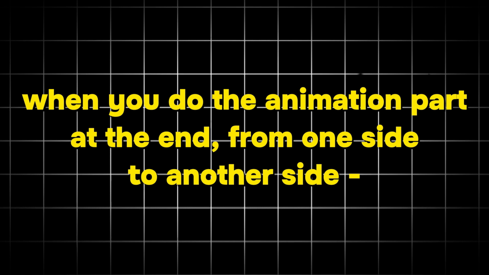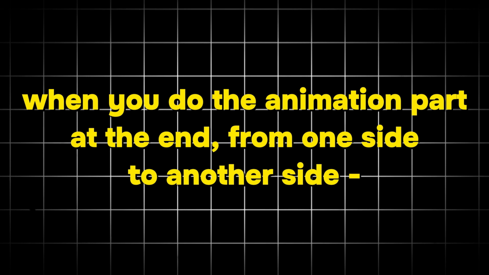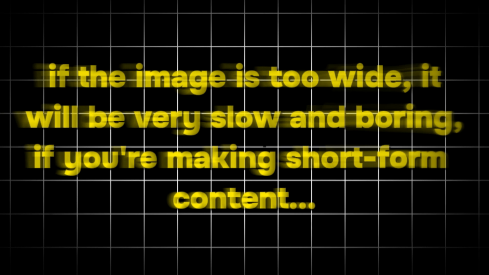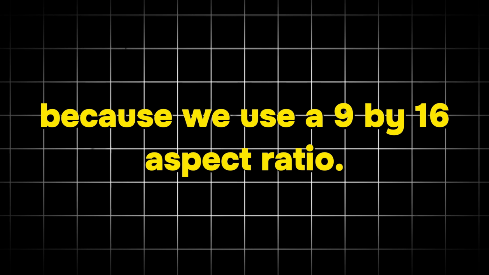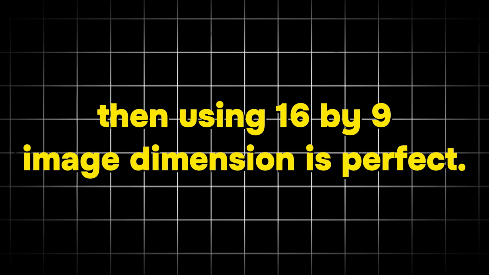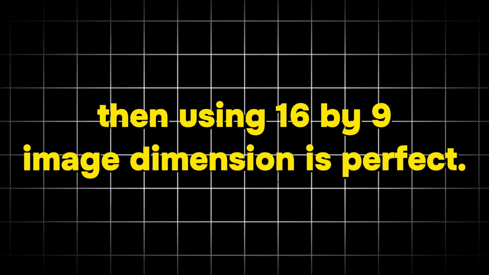Basically, when you do the animation part at the end, from one side to another side, if the image is too wide, it will be very slow and boring if you're making short-form content, because we use a 9 by 16 aspect ratio. However, if you're planning to stick with lo-fi style background videos, then using 16 by 9 image dimension is perfect, just like how I did in this video. Okay, back to the present me.